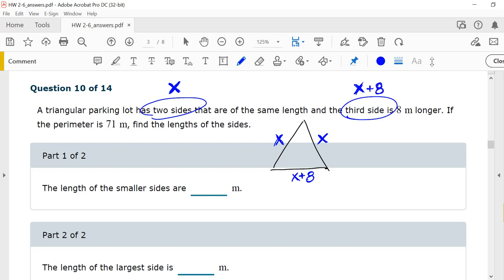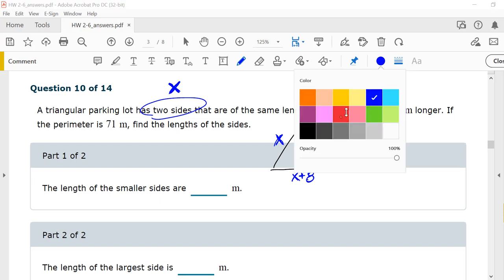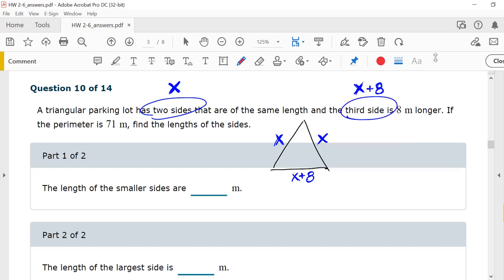All right, the perimeter, the distance all the way around, is 71. So let's walk all the way around this triangle. I've gone x plus x plus x plus 8. And that distance is supposed to equal 71. So I have 71 equals, what is 1x plus 1x plus 1x? That's 3x plus 8.